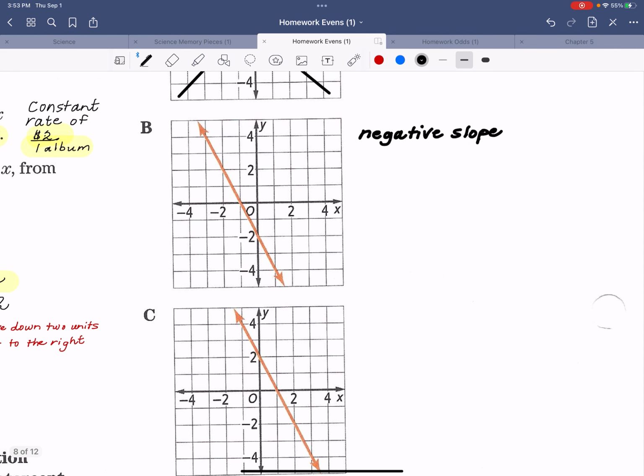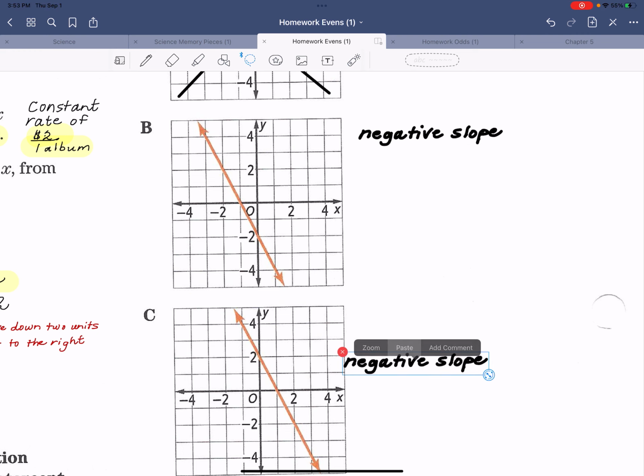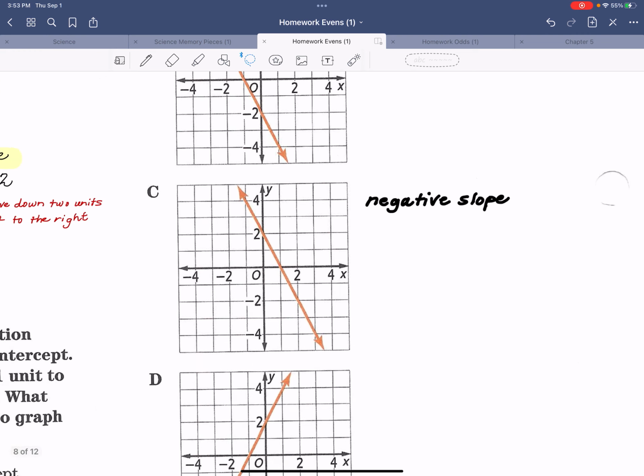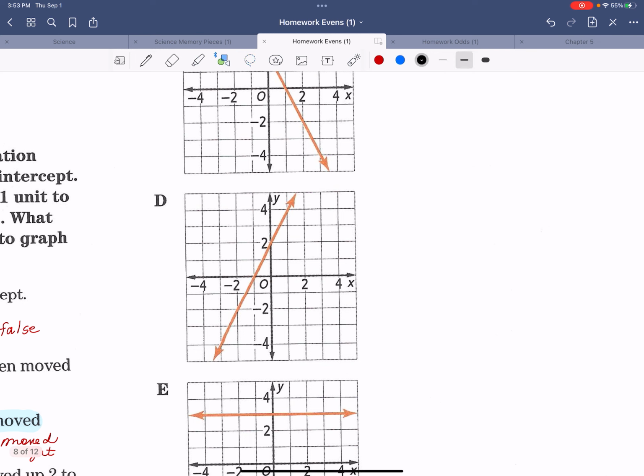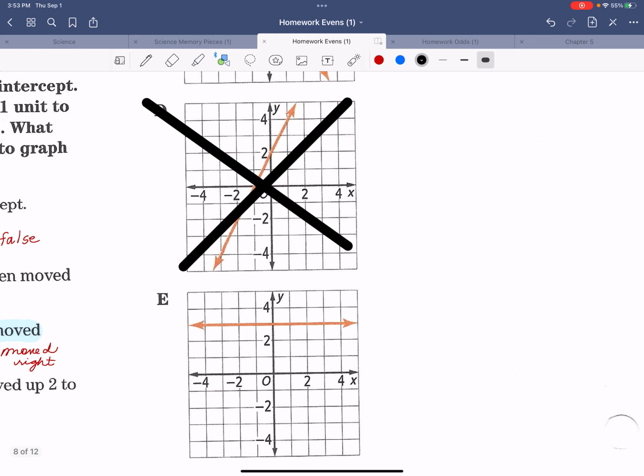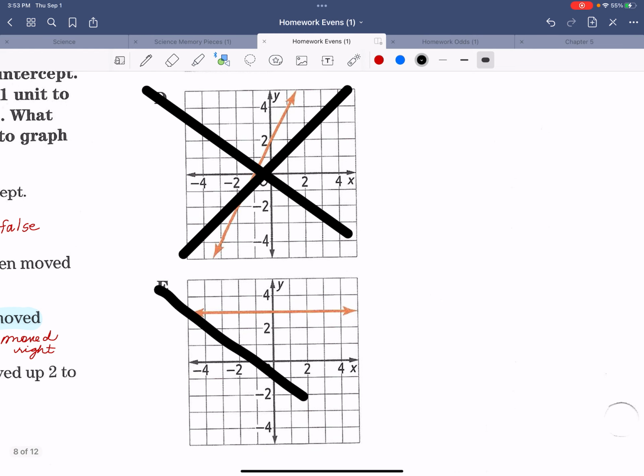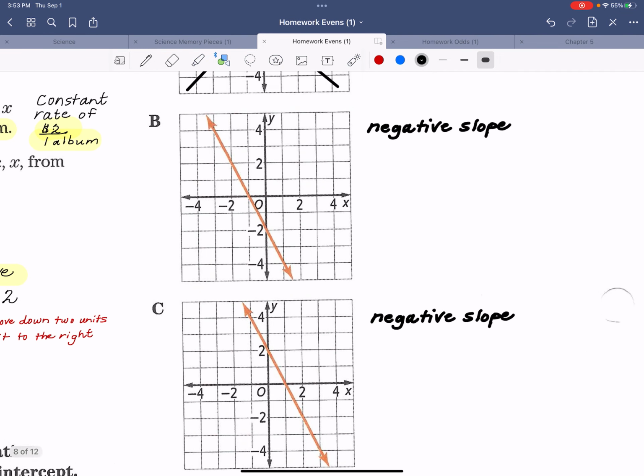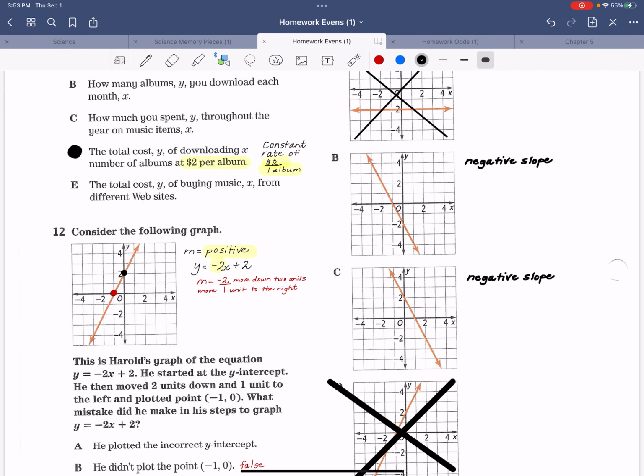C has a negative slope. That could be the answer. And rather than keep writing this, I'm just going to copy and paste it. D has a positive slope, so that cannot be the answer we're looking for. And E has no slope. It's 0 because it's horizontal. So it must be B or C.